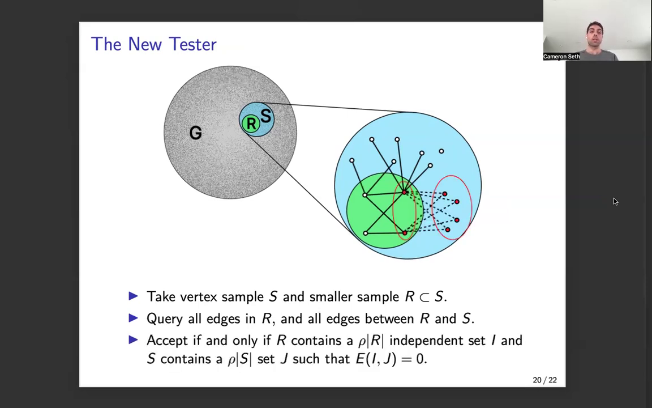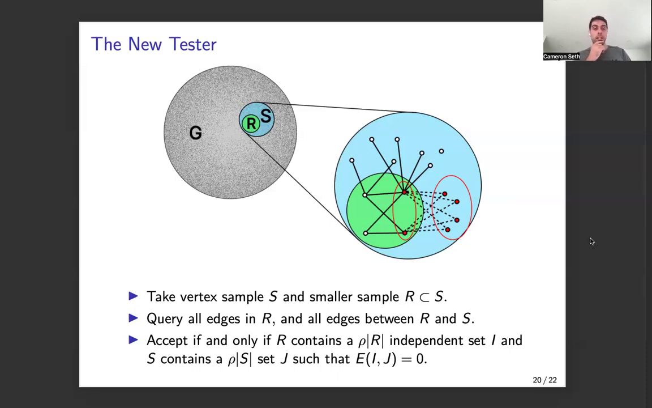And we're going to accept if and only if the set R contains a relatively large independent set and the set S contains a relatively large set such that there's no edges between these vertices and the independent set. So in particular, we're going to accept if there's a large independent set in R and a set of vertices in S such that there's no edges between these 2 sets. And I've used the dotted lines to illustrate that there's no edges between these vertices.